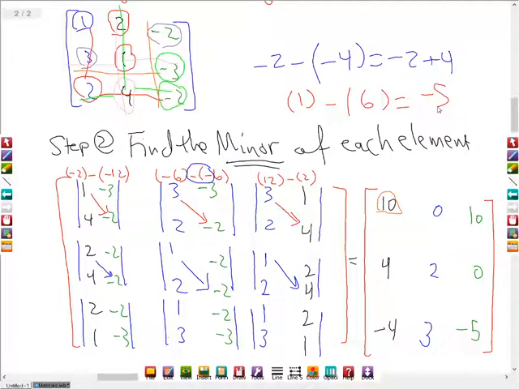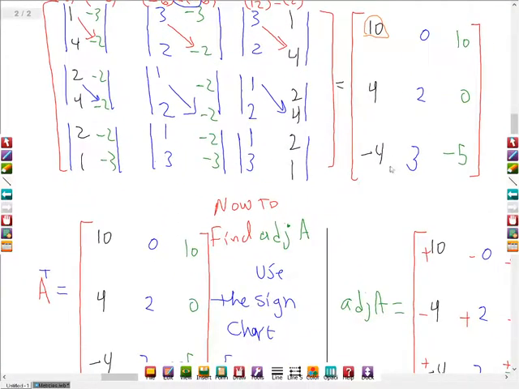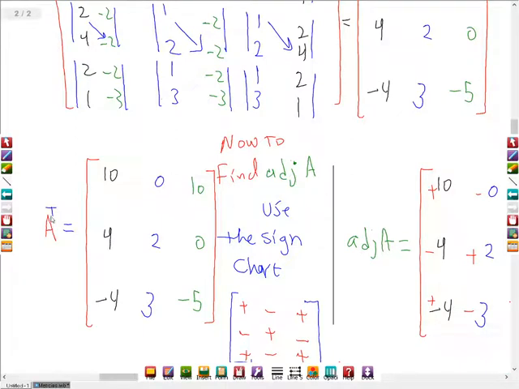Okay. We have now the minor of each element. We found it here. What next? Now, this we call it what? The transpose. Right? The transpose matrix. 10, 0, 10, 4, 2, negative 4, 3, negative 5.